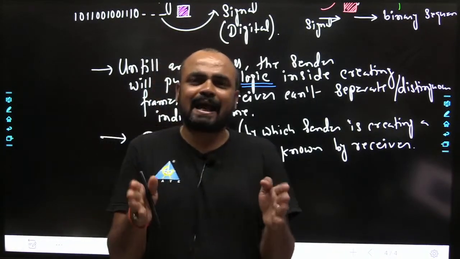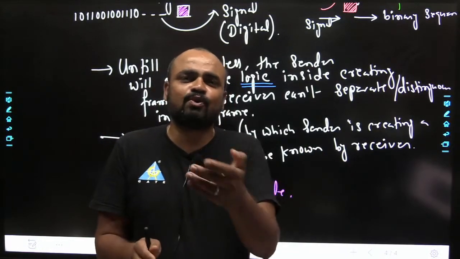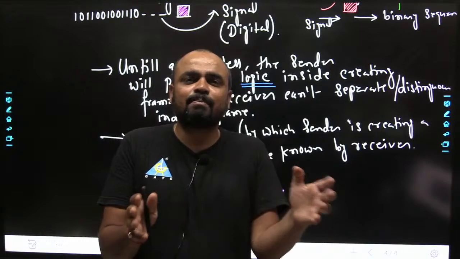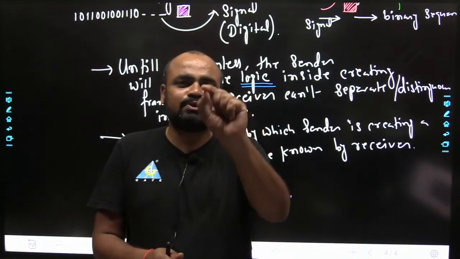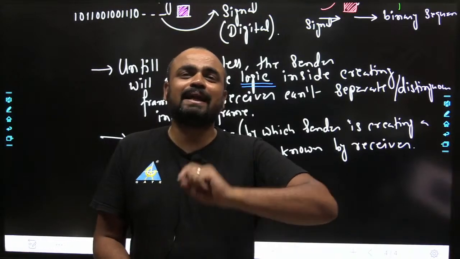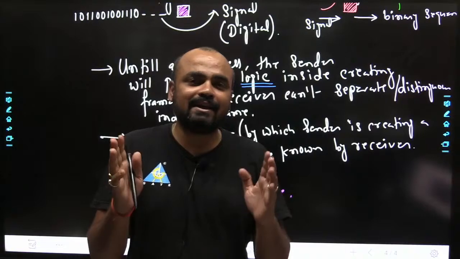Because inside the packet there is a sequence of bits, that is 0 or 1. The sequence of bits is basically formed with 0s and 1s. So whatever logic you are going to implement, it should be implemented in the form of 0 and 1. You don't have any other option.